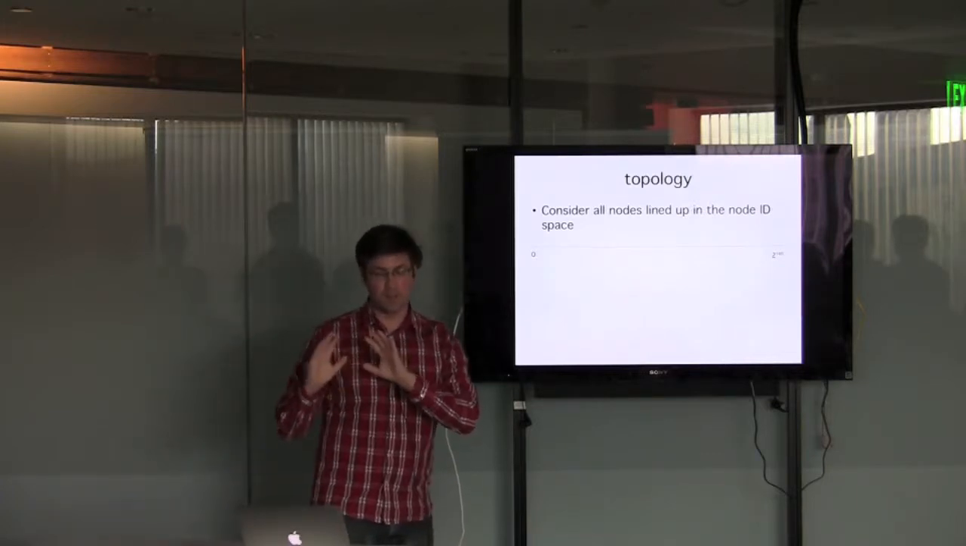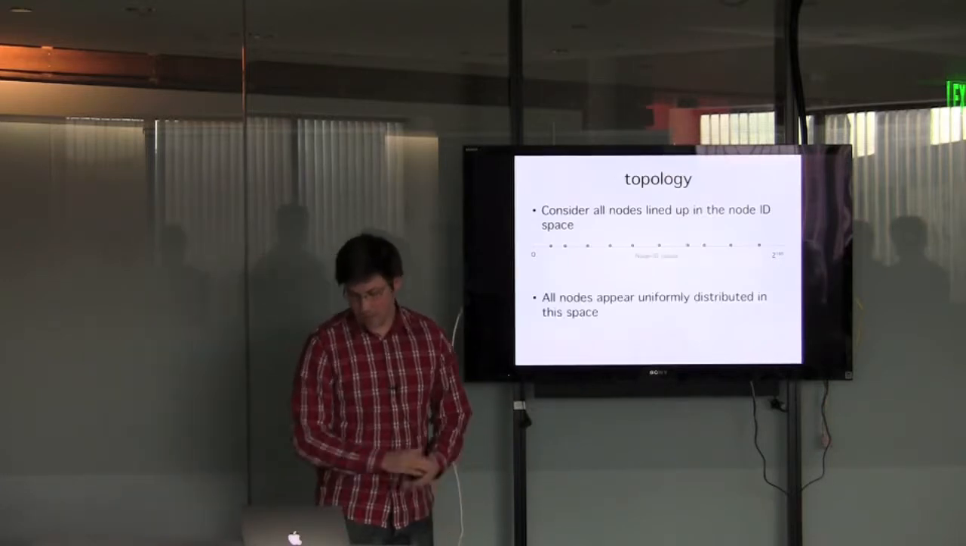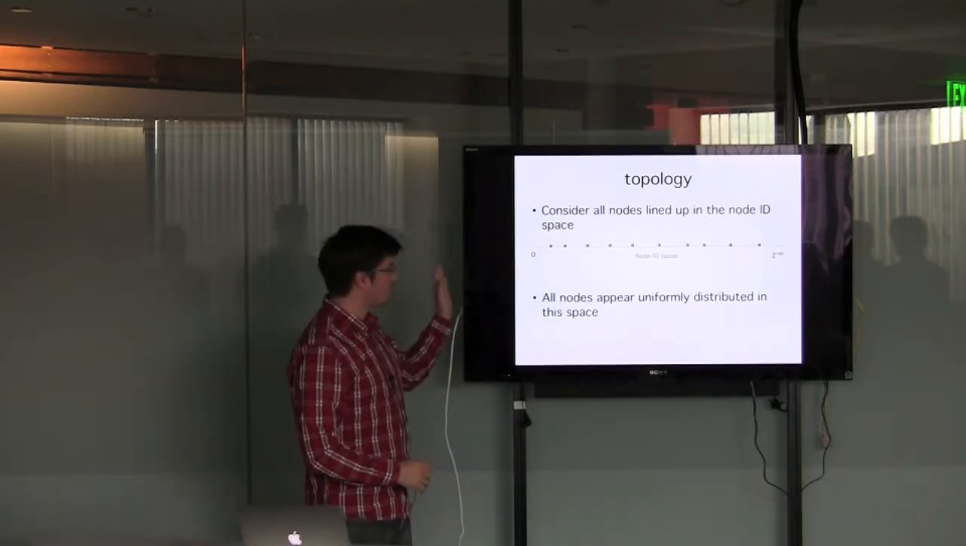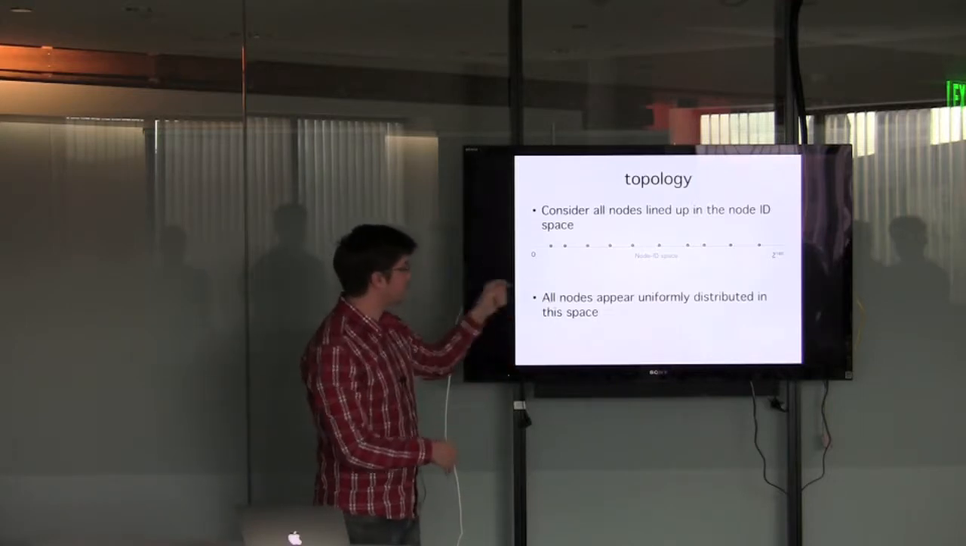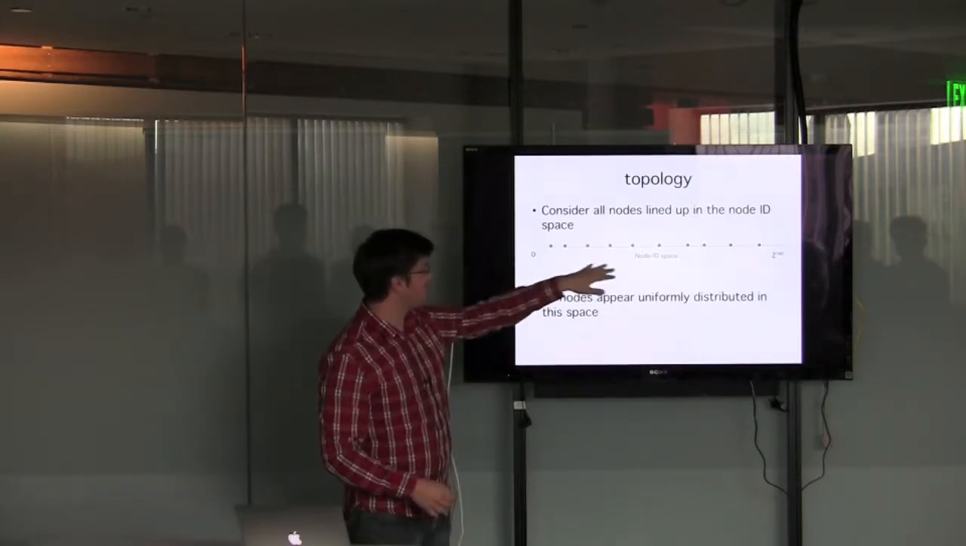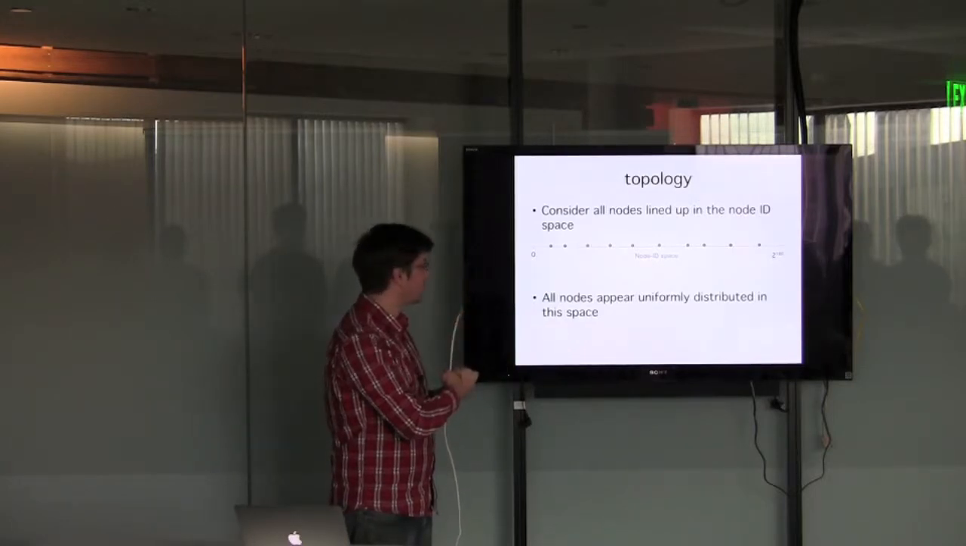Since everyone is randomly picking their own node ID, one property you have is that they will be uniformly distributed across this space. So this is obviously a scaled version. There are millions of nodes. But essentially, the nodes will be located somewhat uniformly distributed across this space.